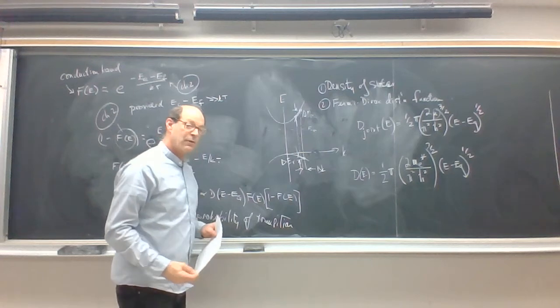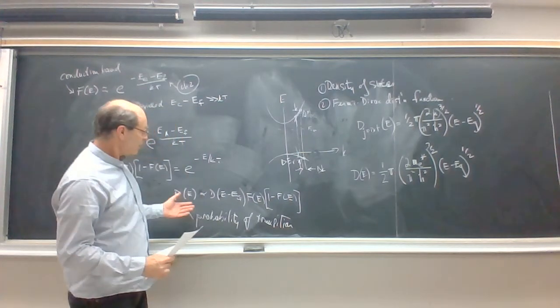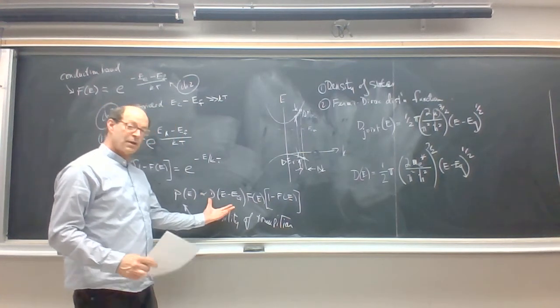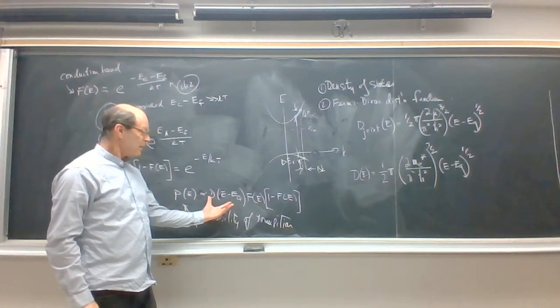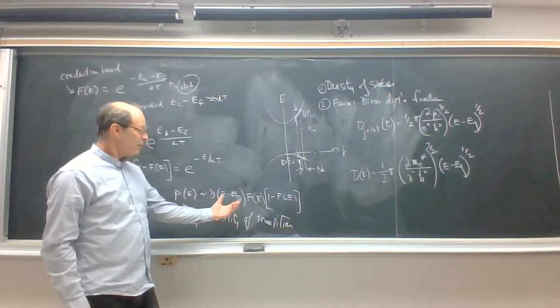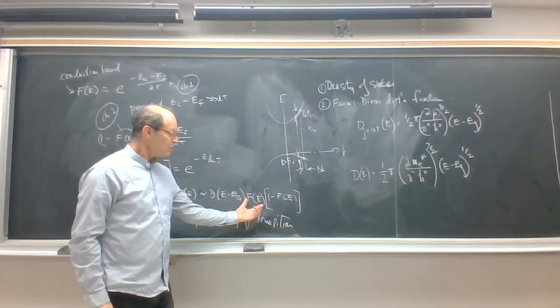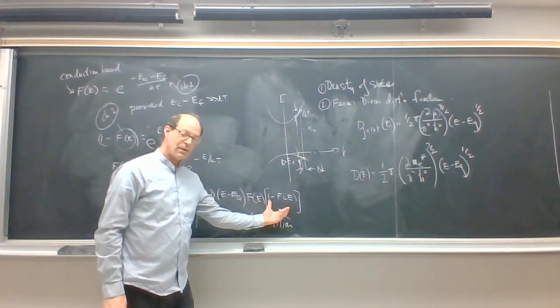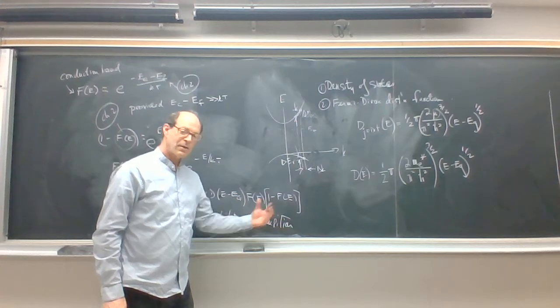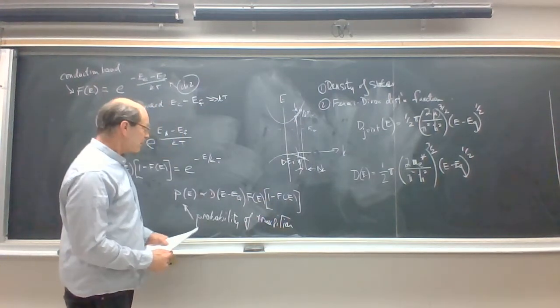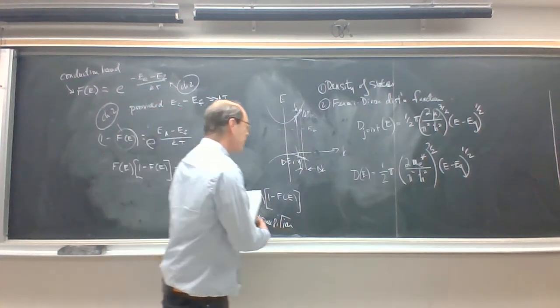The probability of the transition is the product of the density of states for that range of K values, multiplied by the probability of an electron in the conduction band times the probability of not having an electron in the valence band. So we can put all that together.